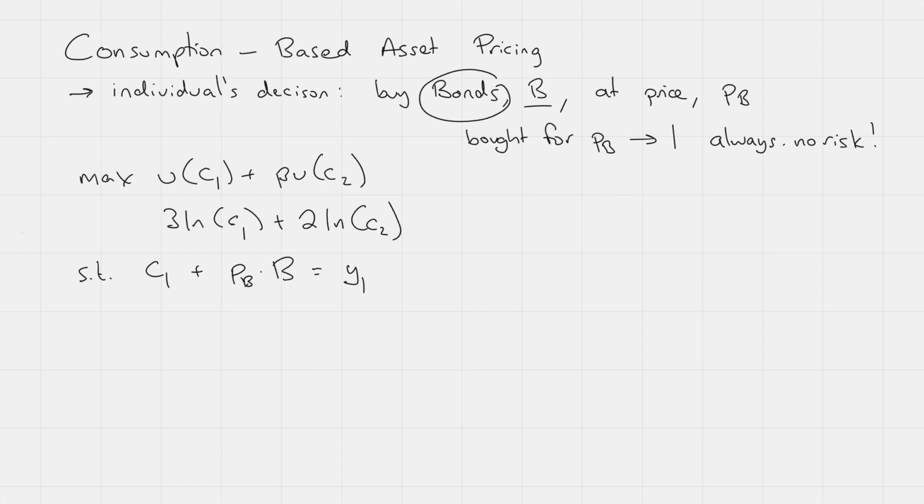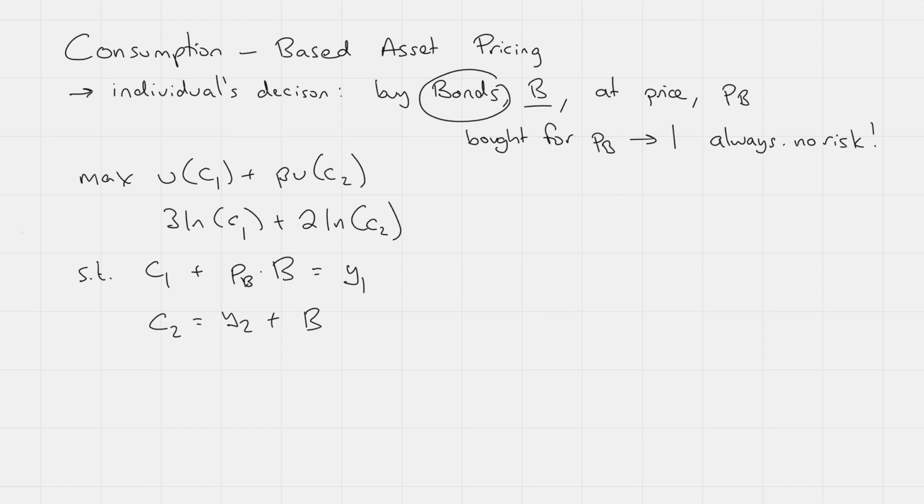The price of bonds is what it is from the perspective of the consumer, and so their income is split between those two things. In the second period, since life is ending, they spend all their resources, Y2 plus B, so they get the PB. The bonds mature at full value, and they spend it all on consumption.